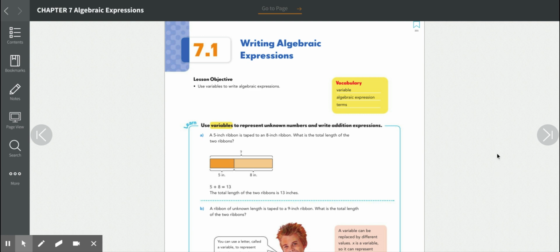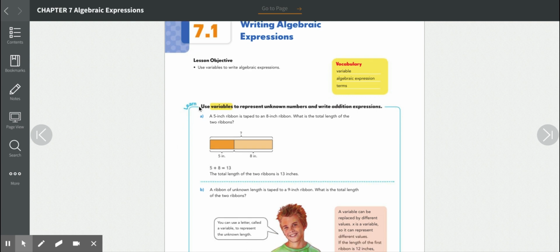So we're on to algebraic expressions again. We're going to use variables to write algebraic expressions. There is a typo in this digital book. You'll see it when we get there. Just be aware that it's just a typo. So we're going to use variables to represent unknown numbers and write addition expressions.